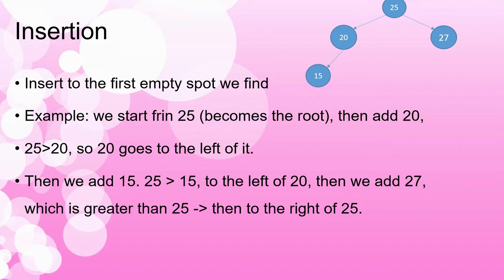Then we add the 15. 15 is less than the 25 and it's also less than the 20, so it goes right to the bottom at the left side. And finally we add the 27. 27 has a greater value than the 25, and that's why it goes to the right side. And thus we have a binary tree, which by the way is not a complete binary tree, because as you can see we haven't completed every level of the tree.